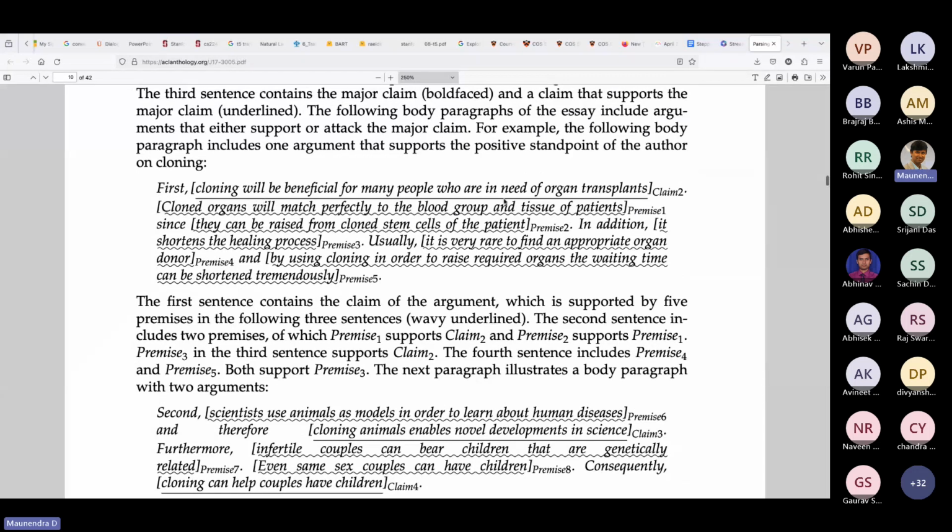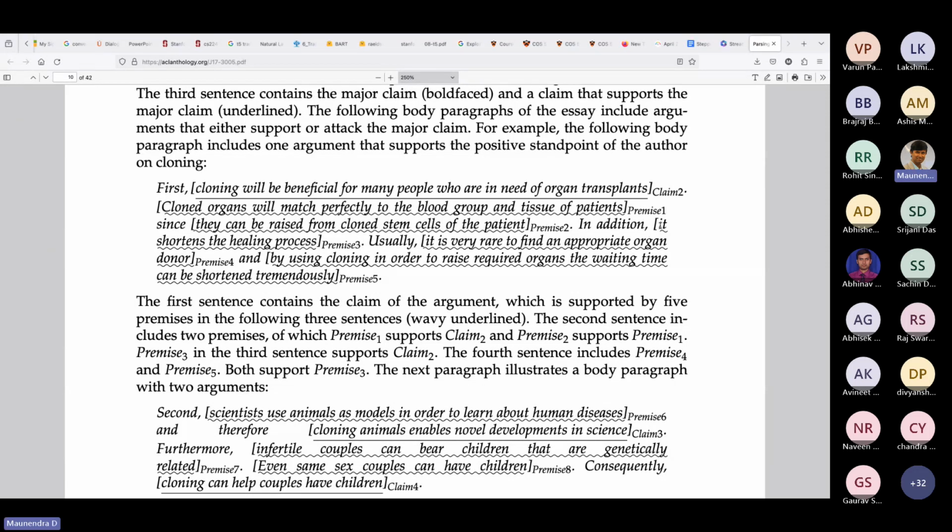Cloned organs will match perfectly. This is P1, then P2, P3, P4, P5. And between 1 and 2, there is a relation. Cloned organs will match perfectly to the blood group and tissue of patients. So premise 2 is supporting premise 1, and this is the discourse connector.